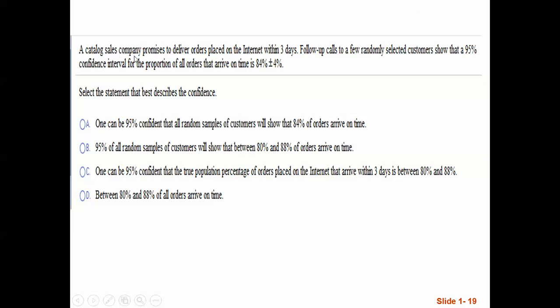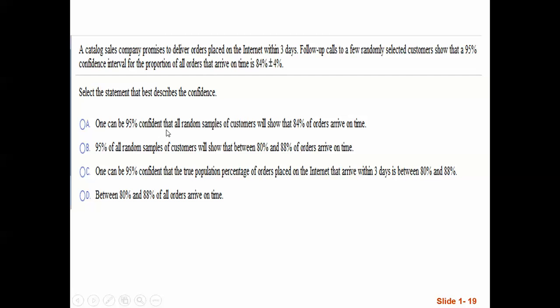Let's try this one. A catalog sales company promises to deliver orders placed on the internet within 3 days. Follow-up calls to some randomly selected customers give a 95% interval of 84 plus or minus 4. Select the statement that best describes the confidence. Now remember, first of all, the interval, we can add and subtract the margin of error, so we know it goes from 80 to 88.